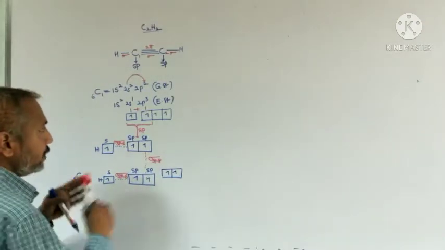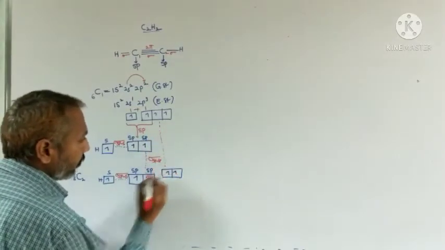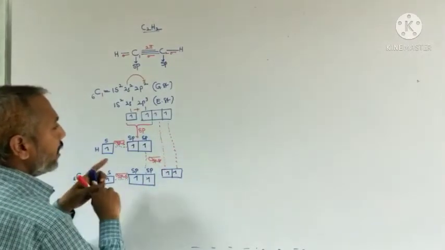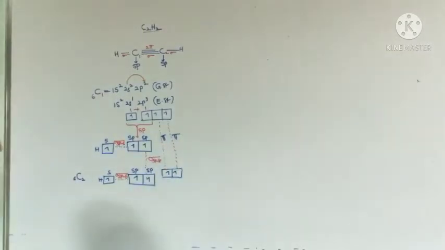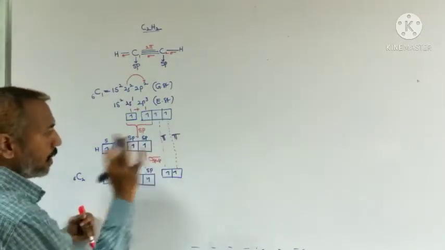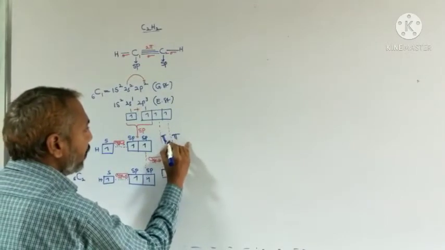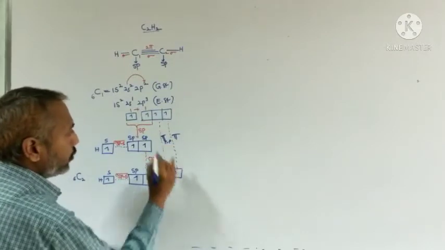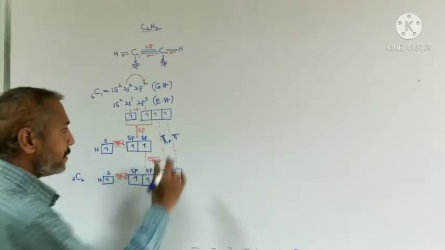Now these C1 unhybrid orbitals can form pi bonds. It is one pi bond, and it is another pi bond, so there are two pi bonds between the carbons. Which orbitals are overlapping? The p orbital of the C1 carbon and the p orbital of the C2 carbon overlap to form a pi bond. Pi bond means it is perpendicular to the internuclear axis.